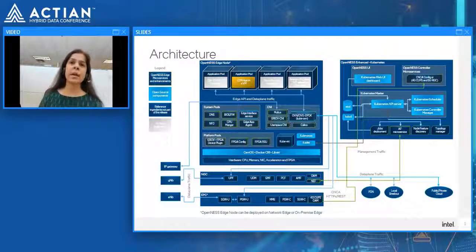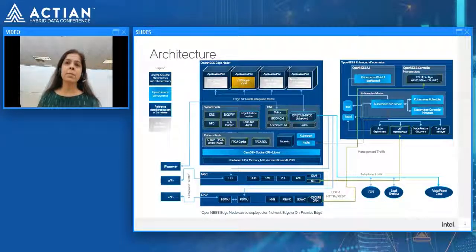So your applications could reside in the application pods. You can imagine an Actian database sitting there, a CDN app or a smart city app sitting there, or a VNF or CNF function sitting in the application pod. And you can also have a connector to the public clouds like Amazon or Azure through these application pods.